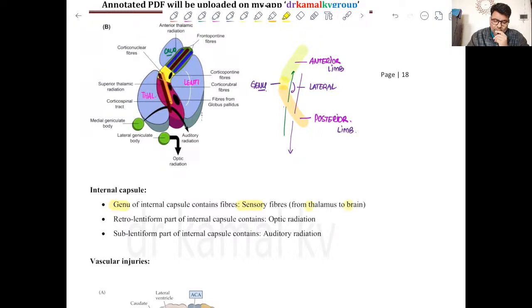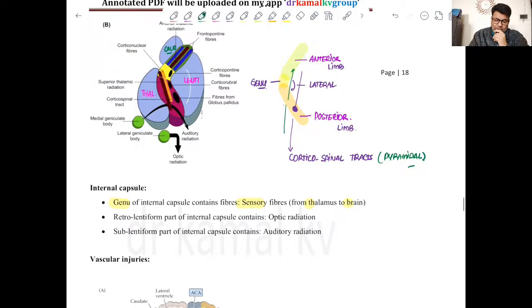Now, one important set of fibers present in the posterior limb are the corticospinal tracts. Clear? So these are the corticospinal tracts, which you call pyramidal tracts. Clear? And they are carrying the command from the brain and other areas, which is going down to the muscles. So that is the corticospinal tract. So it is very important to understand this.